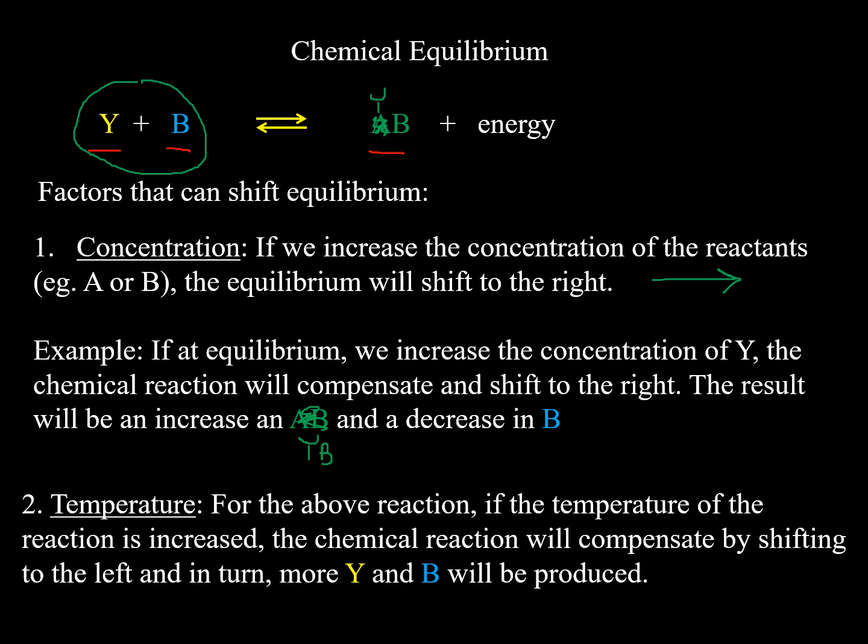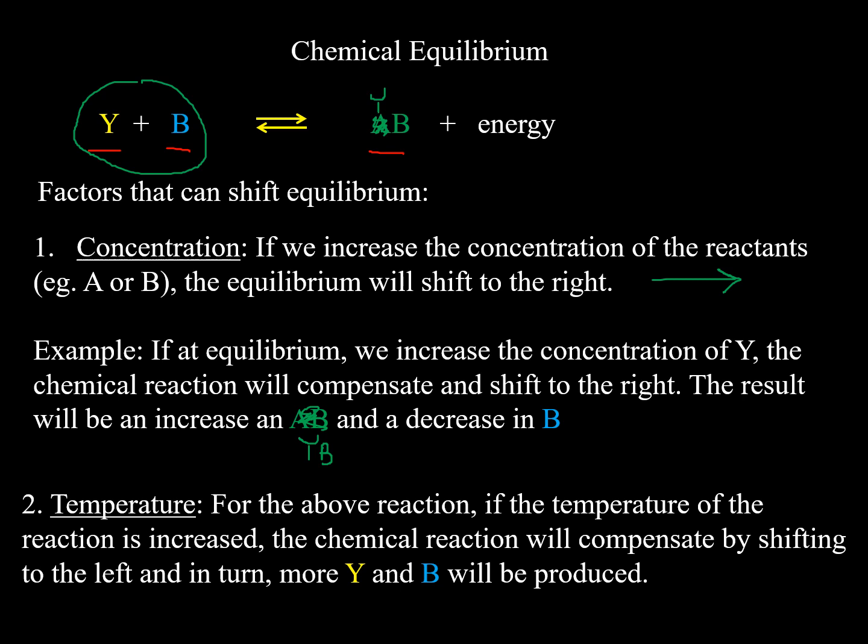Meaning that if we increase the concentrations of Y and B after equilibrium is established, the reaction will try to compensate and shift to the right to make more product. You can also say if at equilibrium we added some YB, what would happen to the equilibrium? It would shift to the left. If we decreased some B, once we reached equilibrium, the reaction will compensate and shift to the left.